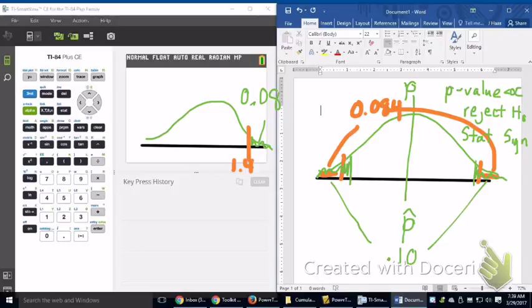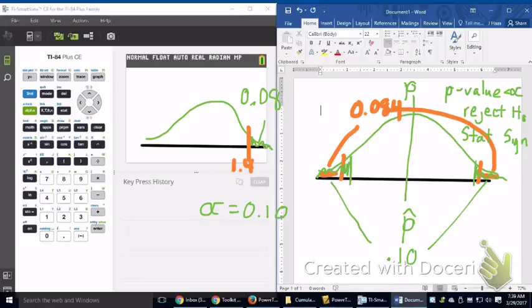Now, depending on your choice of alpha, if alpha would have been 0.05, I would have said the p-value is higher than alpha, so I fail to reject the null hypothesis. On the other hand, if my alpha was 0.1, I would say my p-value is less than alpha, so I would reject my null hypothesis and find statistically significant results.